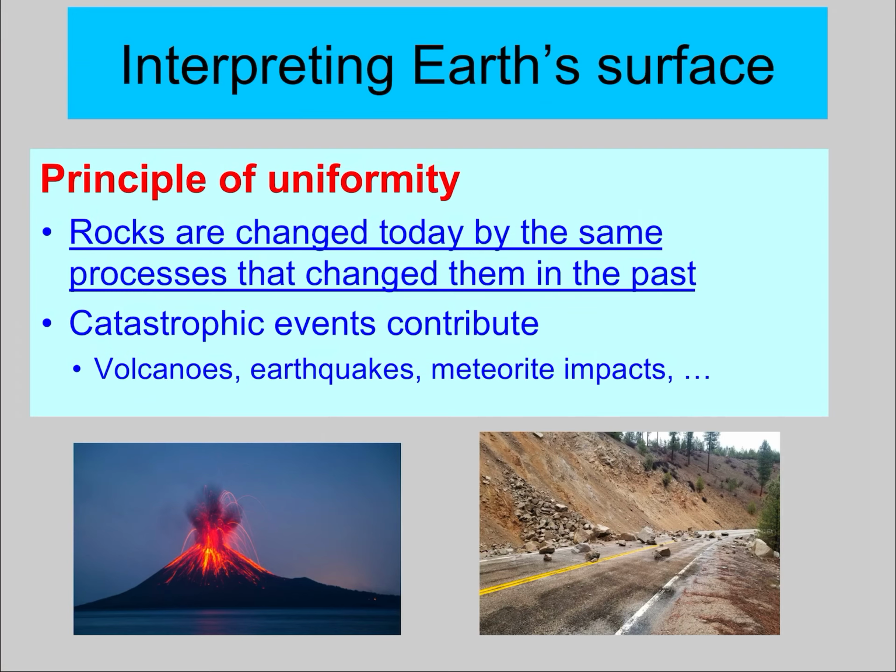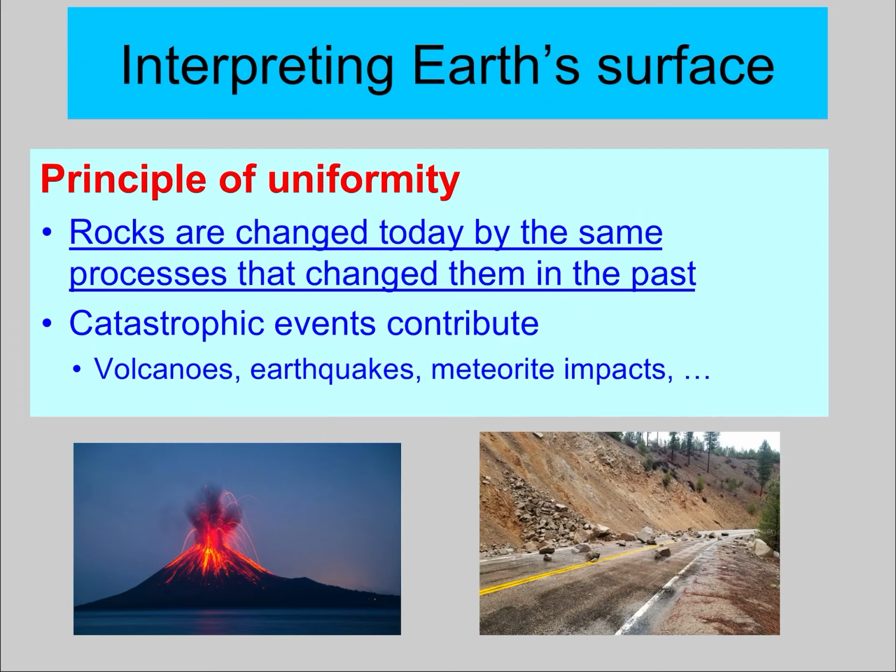So we have this principle of uniformity which helps us to understand and interpret Earth's surface. The rocks that are changed today are changed by the exact same processes that changed them in the past. And that's the principle of uniformity, meaning what happened in the past is happening now. What we see now, we can use to infer what happened back then.